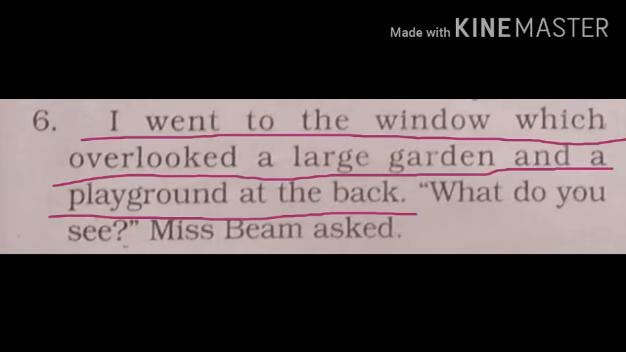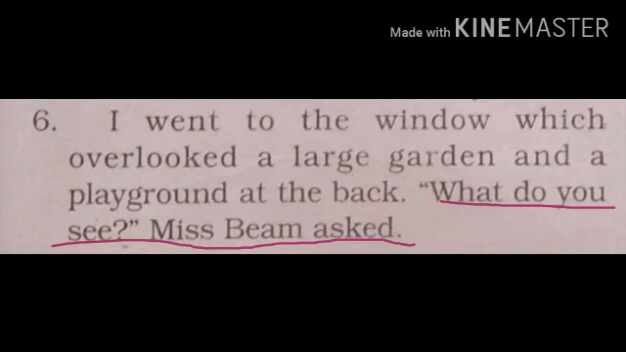Paragraph number 6. I went to the window which overlooked a large garden and a playground at the back. Means I went near the window and looked outside. There is a big garden and a playground at the back side. What do you see? Miss Beam asked. Miss Beam asked me what I see from the window.